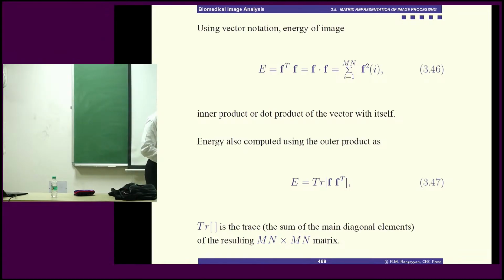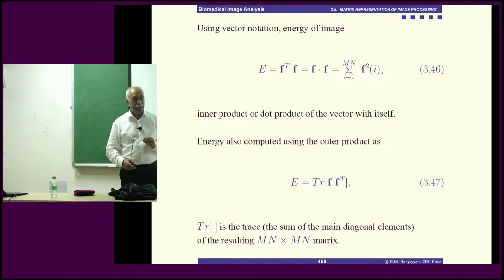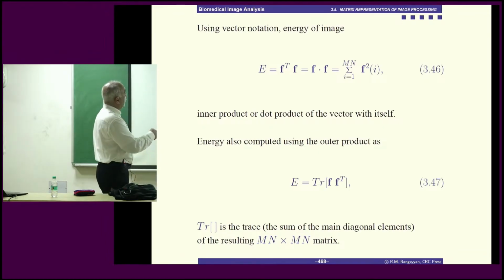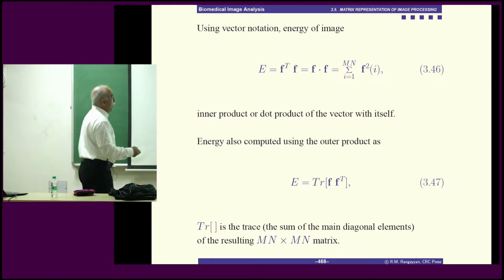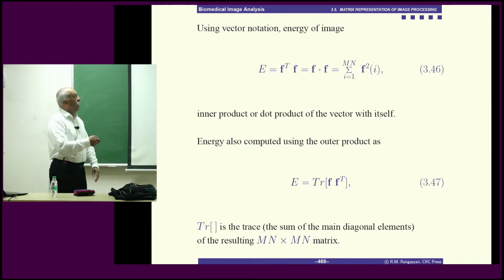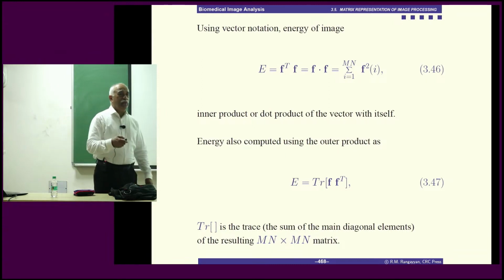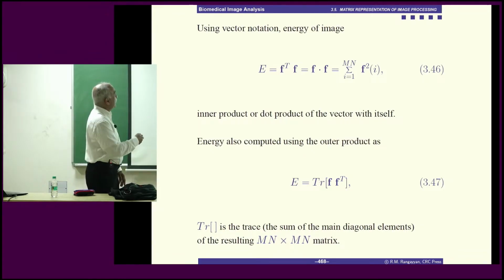Mn by 1, F transpose is 1 by Mn. So FF transpose is an Mn by Mn matrix, whereas F transpose F is a single quantity, 1 by 1. And if you take the trace of the matrix, that is the sum of all the diagonal elements, then that is the energy of the image. So instead of writing the energy as the sum over m going 0 to M minus 1, sum over n going 0 to N minus 1, f square mn, you just write it as f dot f or f transpose f.